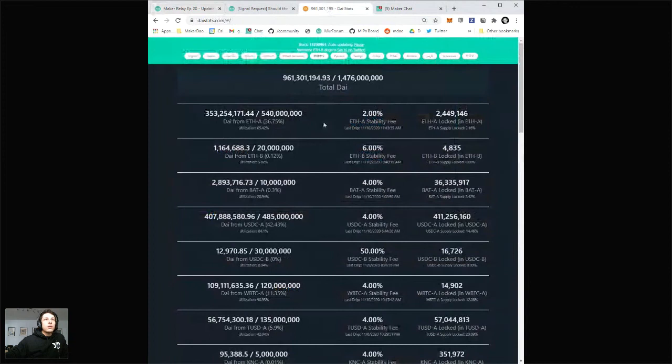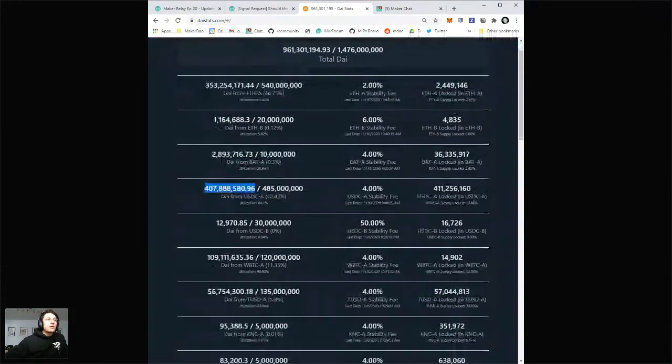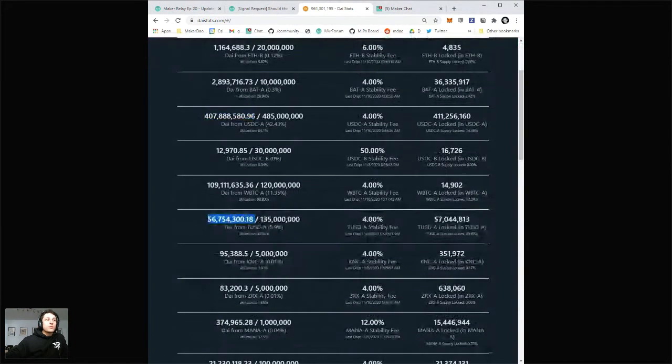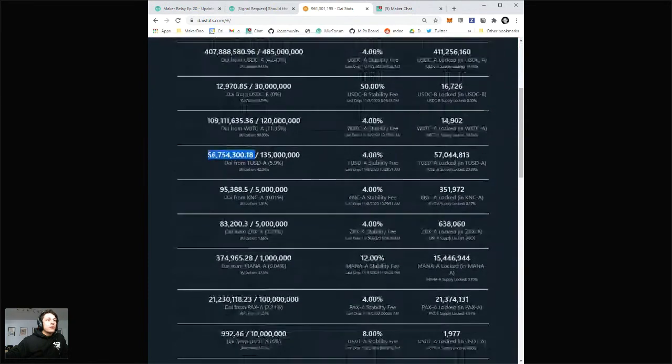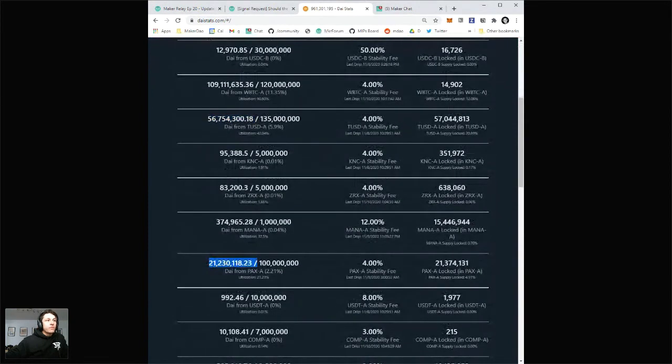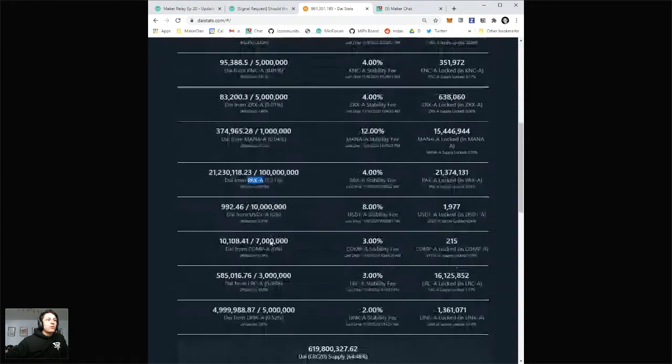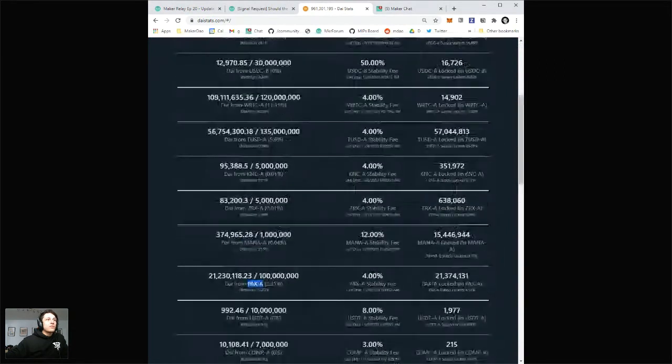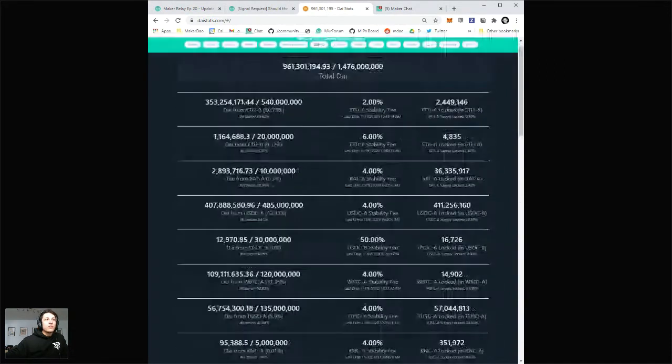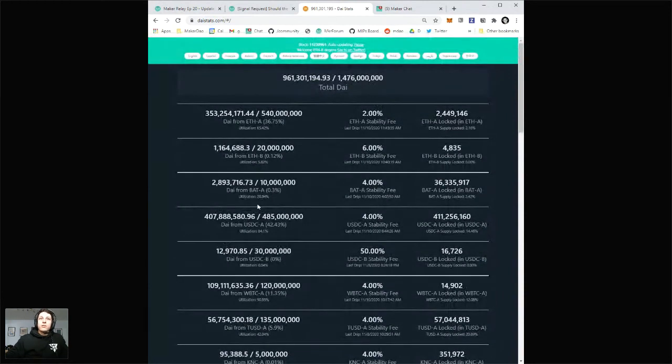So here I am on DAI stats. There's 960 million DAI. 350 million is coming from ETH. Let's ignore the other stuff, but there's 400 million coming from USDC-A. There's 56 million coming from TUSD. There's 21 million coming from PAX-A, which is another stablecoin. And you can see that stablecoins are really dominating their share of the underlying collateral portfolio.